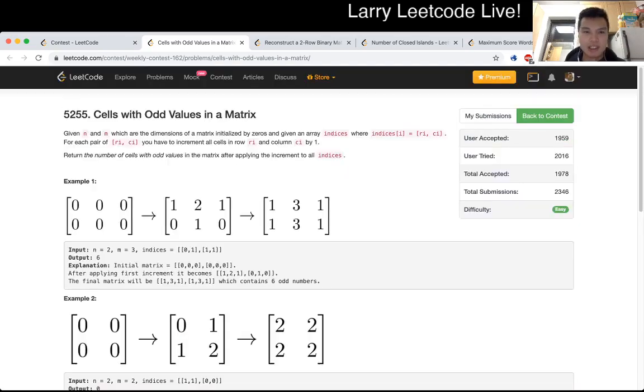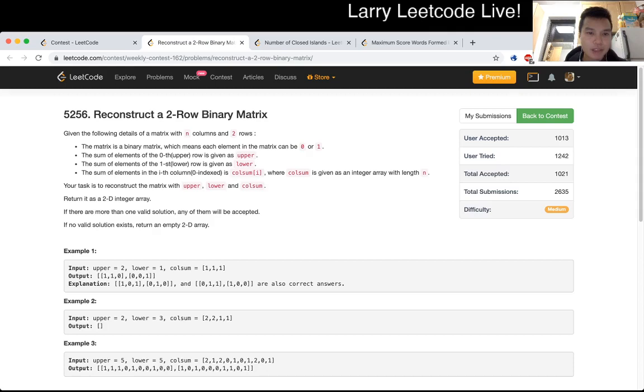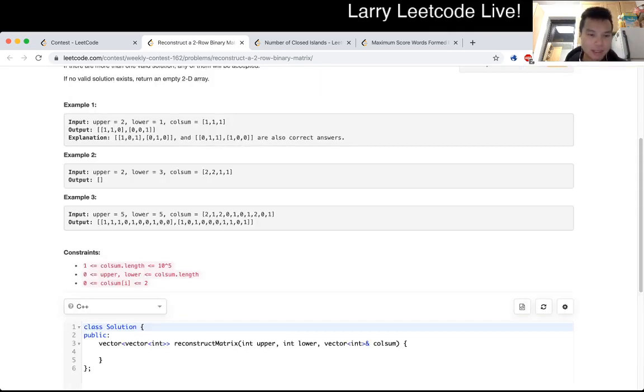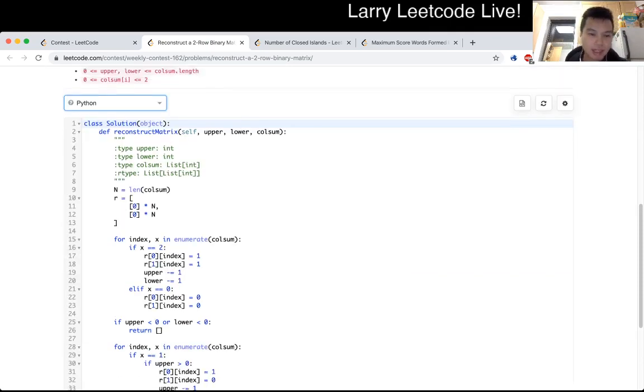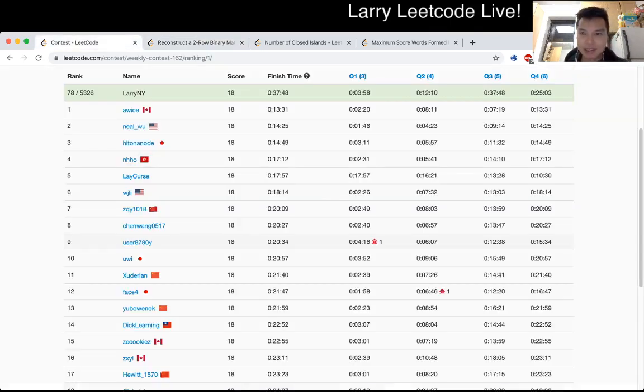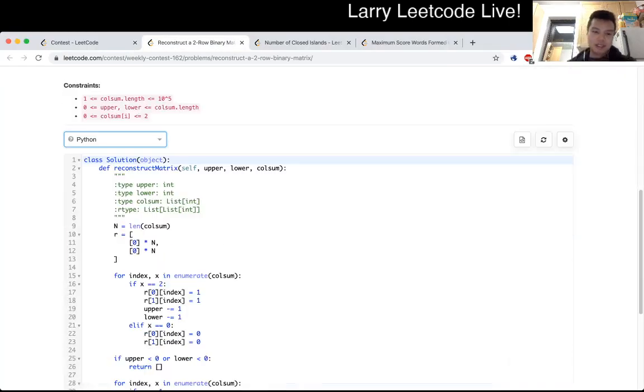It is an easy. So it wasn't like the last easy where it took 40 minutes. Two-row binary matrix. For me, this is just greedy. How long did I end up taking on this one? 9 minutes. And a lot of those minutes were just me not being precise with my coding.